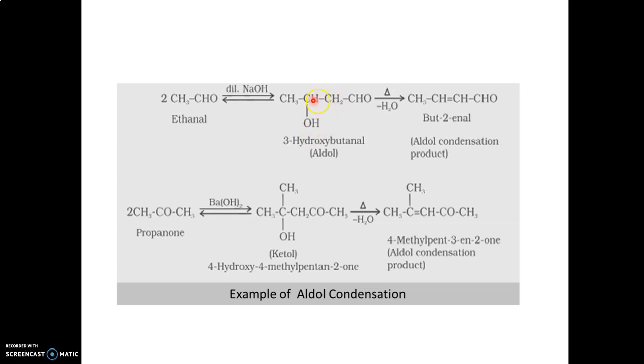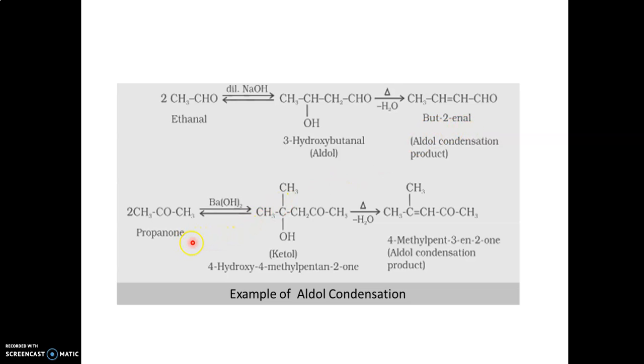The product obtained has two functional groups: one is an aldehyde and the other is a hydroxyl group. The hydroxyl group is always attached to the beta carbon, which is two carbon atoms away from the functional group. This aldol product can easily undergo dehydration, that is, loss of H2O, to produce the alpha-beta unsaturated aldehyde, and the product here is butenal.